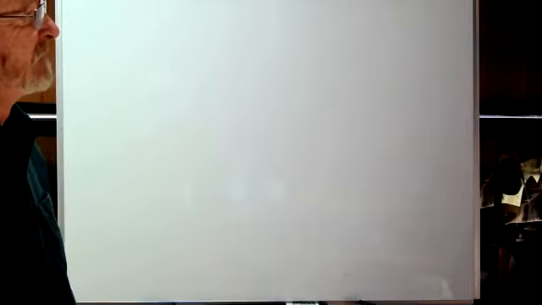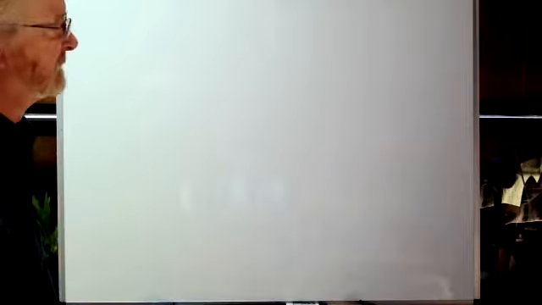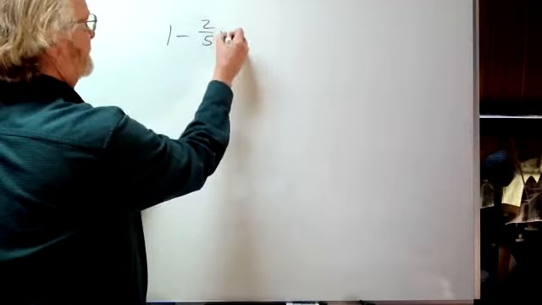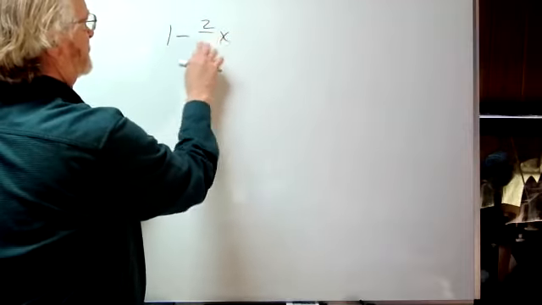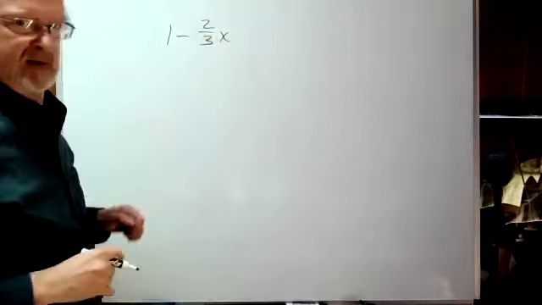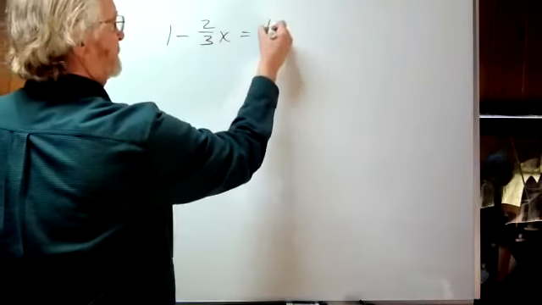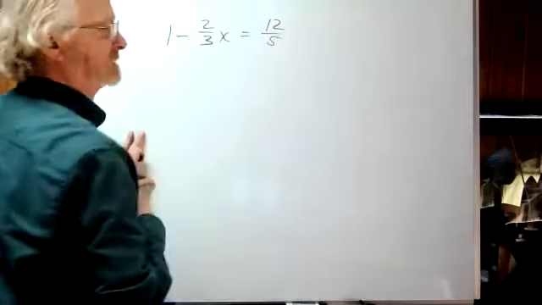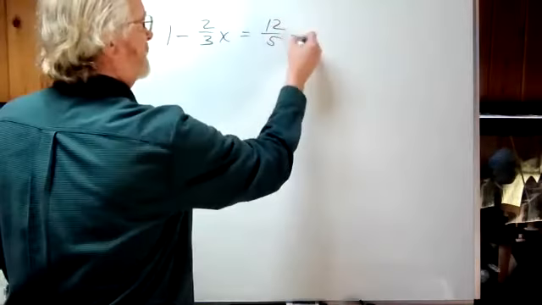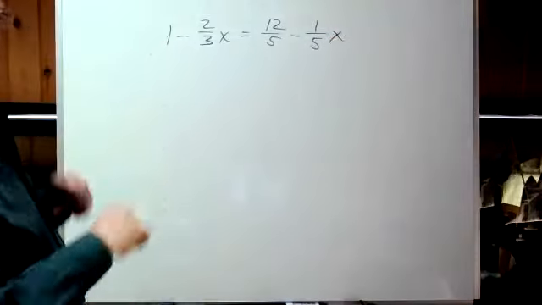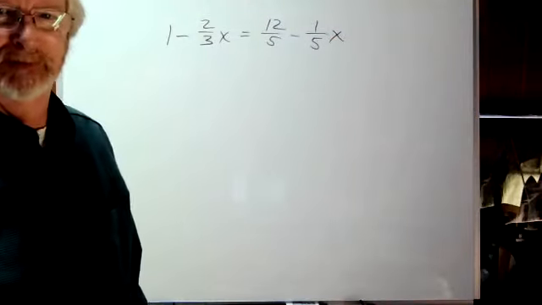So 1 minus 2/3 x equals 12/5 minus 1/5 x. Yes. Yeah, that's just like the ones I started with today.